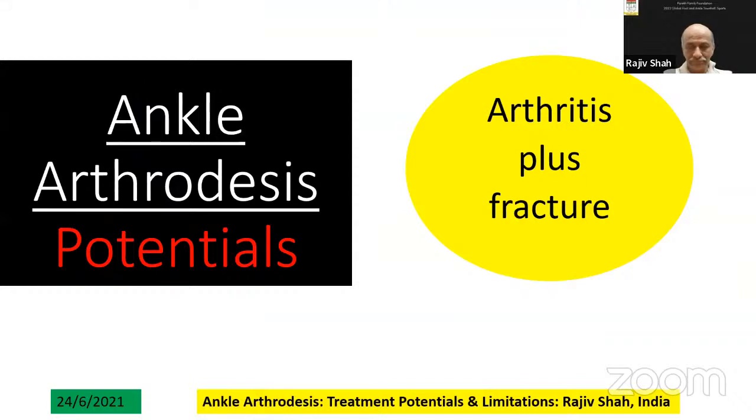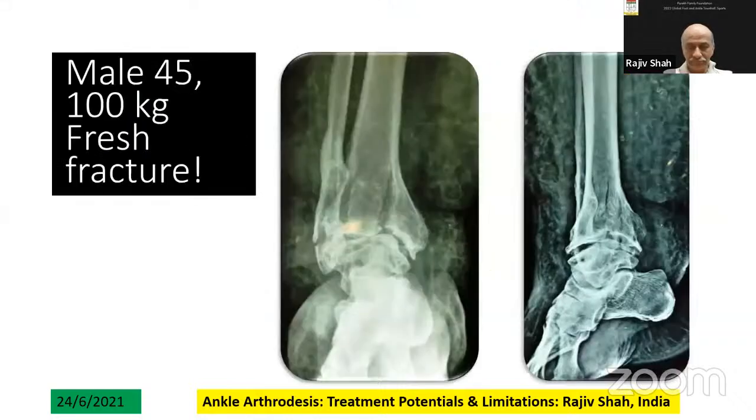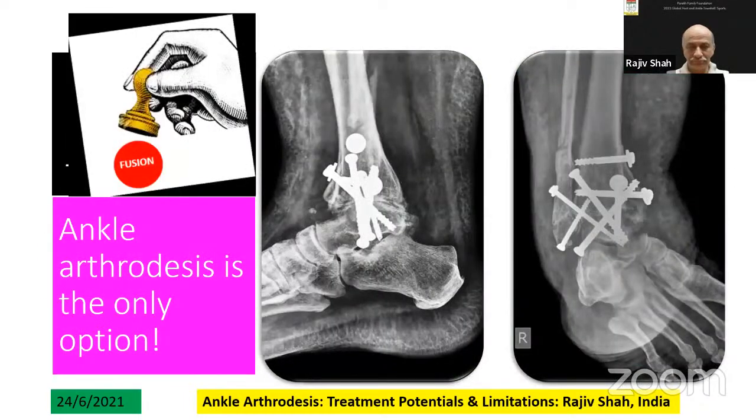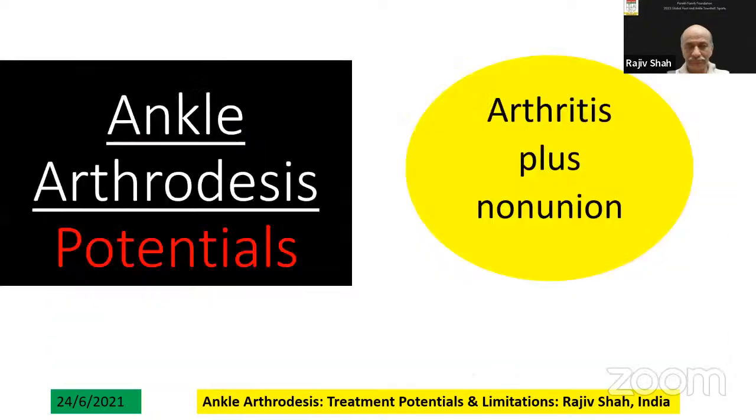Arthritis, when associated with a fracture, the treatment would be ankle arthrodesis. A 45 year old male, 100 kg weight, fresh fracture of medial as well as lateral malleolus with pre-existing ankle arthritis, has to be treated with ankle fusion, where the fusion mass also covered the fracture.